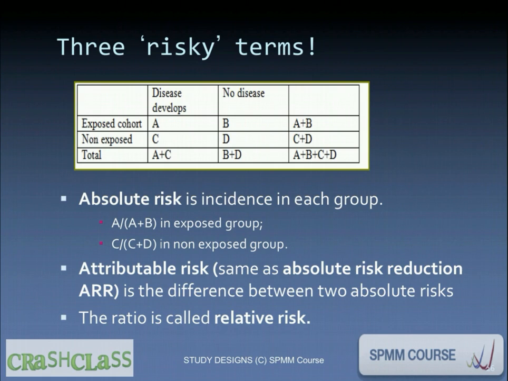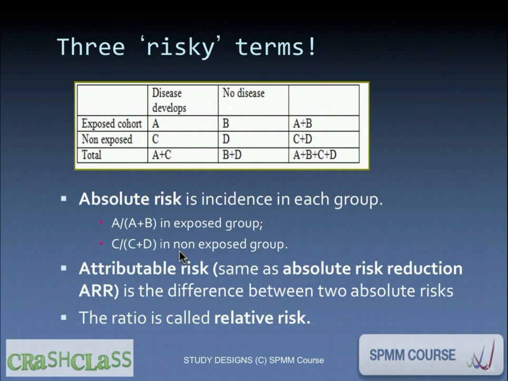What is absolute risk in the exposed group? Who are the number of people who are exposed? A plus B. What is the risk of the disease in the A plus B group? A over A plus B is the absolute risk in the exposed group. What is the absolute risk in the non-exposed group? C over C plus D. So you have now 2 absolute risk values. What happens if you subtract one value from the other? You get attributable risk. Attributable risk is the subtraction of one absolute risk from the other.